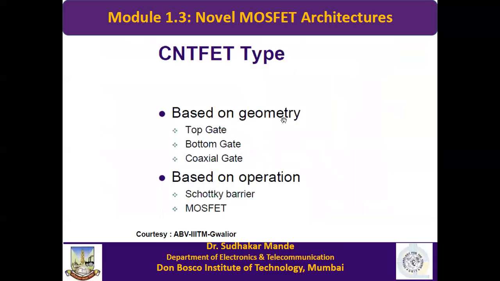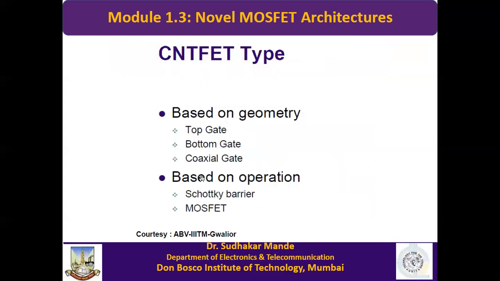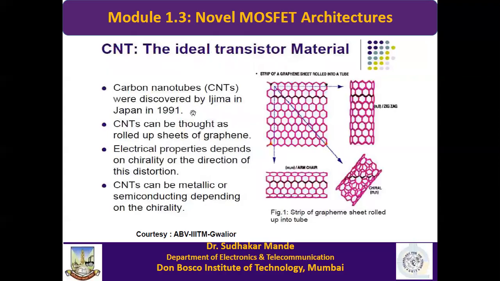Based on geometry, there are 3 types of CNT FET. One is called top gate, another is called bottom gate, and then the coaxial gate FET. Based on operation, there is a Schottky barrier CNT FET and a MOSFET like CNT FET. So we'll see this. What is a bottom gate CNT FET? This was the first CNT FET.